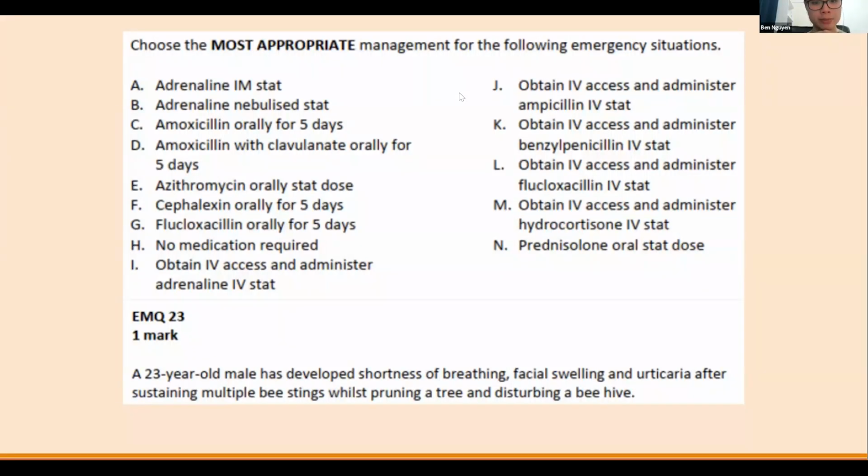Give you guys about 5 more seconds, maybe. Cool. So the answer in this case is A, IM adrenaline. This patient is undergoing anaphylaxis. There's a precipitant, which is the bee stings, and then he's developing respiratory symptoms like shortness of breath, facial swelling, and some skin symptoms like urticaria.